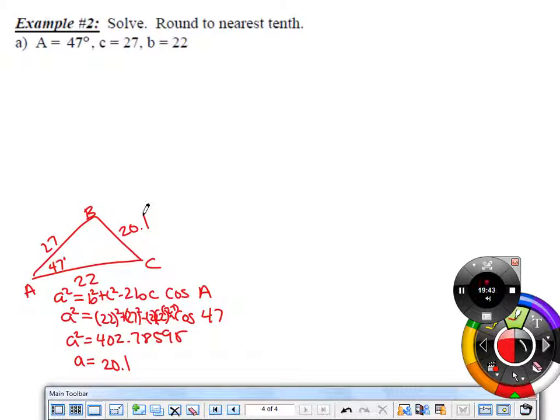Do you guys see what he recognized? I could keep doing some law of cosines stuff, okay? But I could just use the law of sines because now I do have an angle and a side across from it, okay? So I would be able to set up the sine of 47 over 20.1 equals, yeah, so we have to be a little bit careful here.